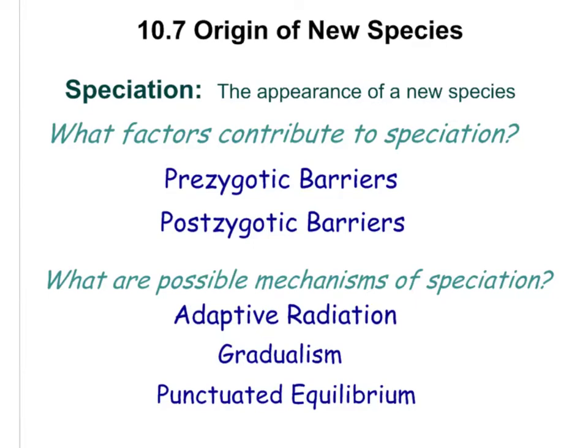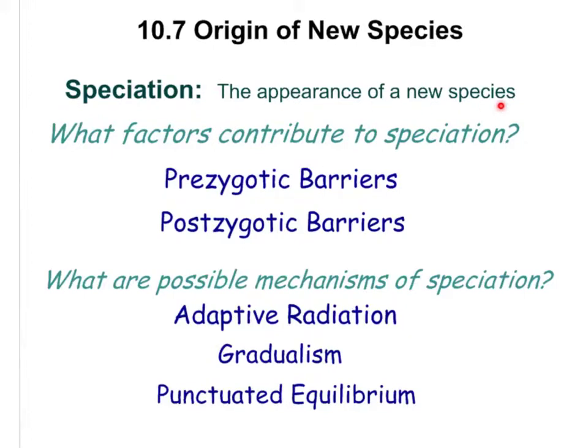Hello, and welcome to the very last section of this unit. We're going to talk about the origin of new species. What do we mean by that term? Speciation just means the appearance of a new species.